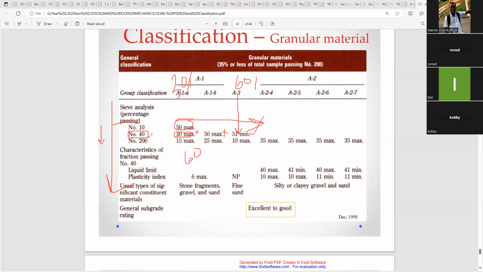It has to qualify for everything. So we go to the next table. That is number 200. So number 200, let's come down. We come down straight to this. And maybe assume that the percentage that passed number 200 is 25%.